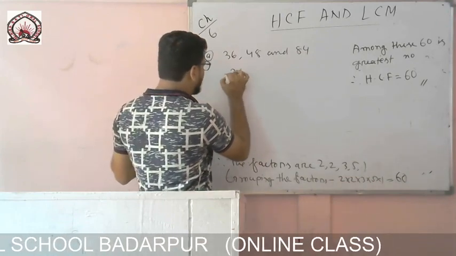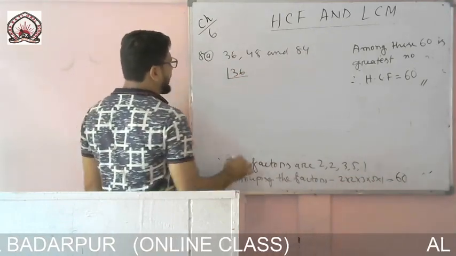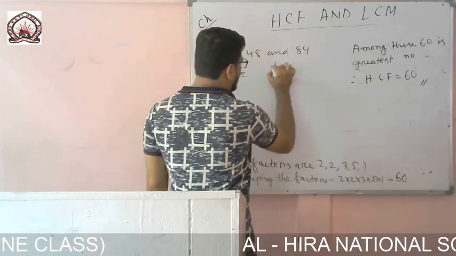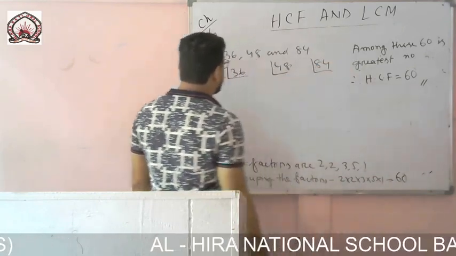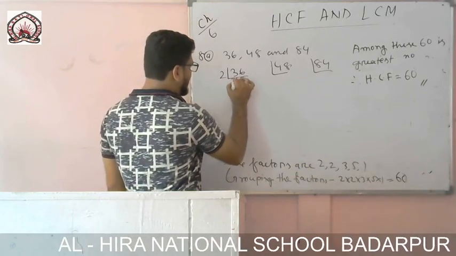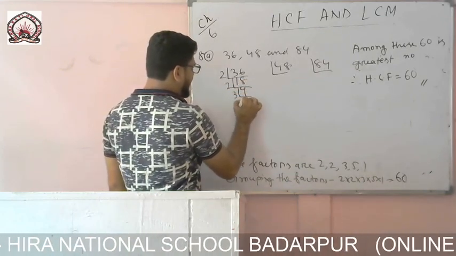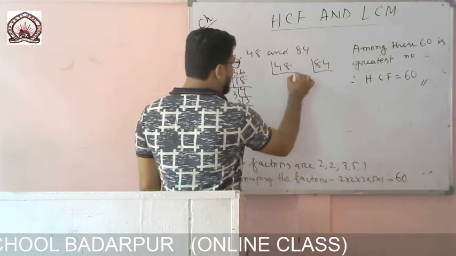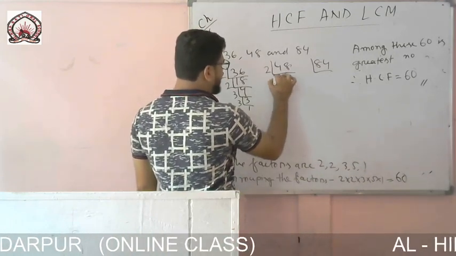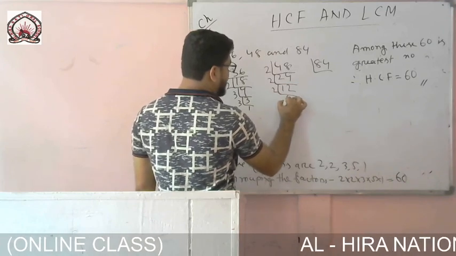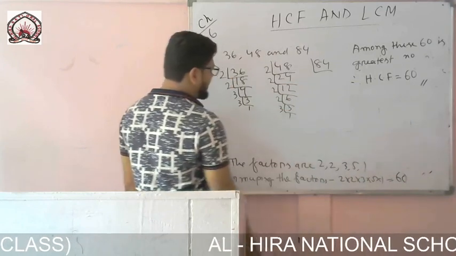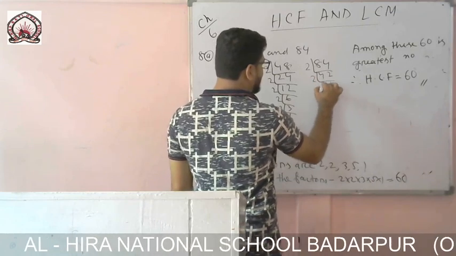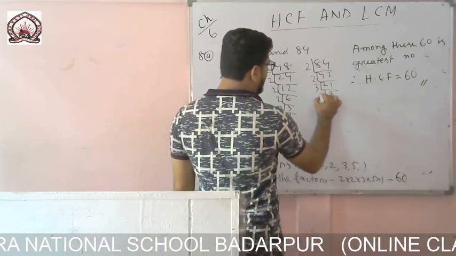So 36 with 2. Okay, 48 here you write, and 84 here you write. Okay, so 36: 2 eighteens, 2 nines, and 3 threes, 3 ones. 48: 2 twenty-fours, 2 twelves, 2 sixes, 2 threes, 3 ones. 84: 2 forty-twos, 2 twenty-ones, 3 sevens, 7 ones.